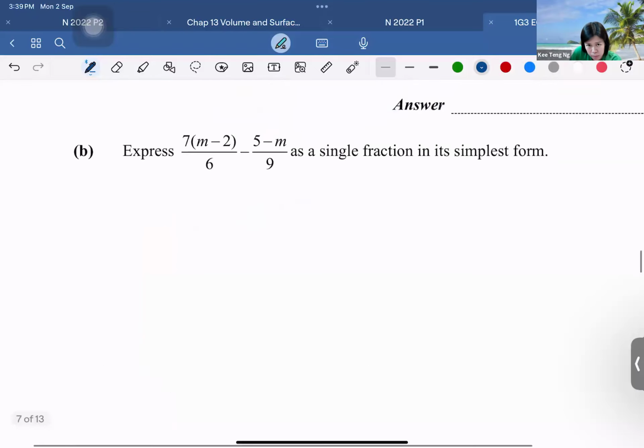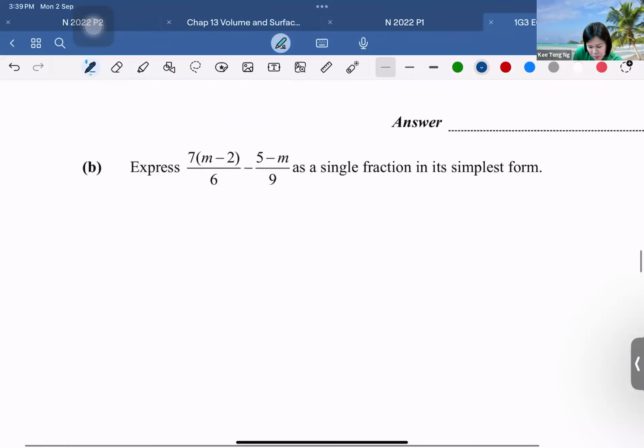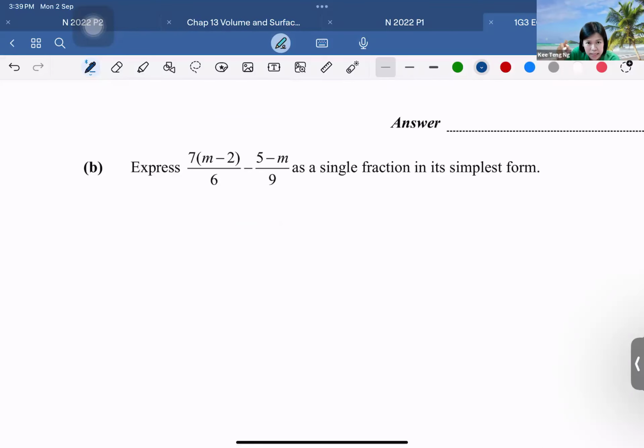This one just working out because I'm sure there's a lot of careless mistakes. First question, now this is addition and subtraction, then I need to make the denominator the same. What is the LCM of 6 and 9? A lot of students will take 6 times 9, right? How many of you make 54?